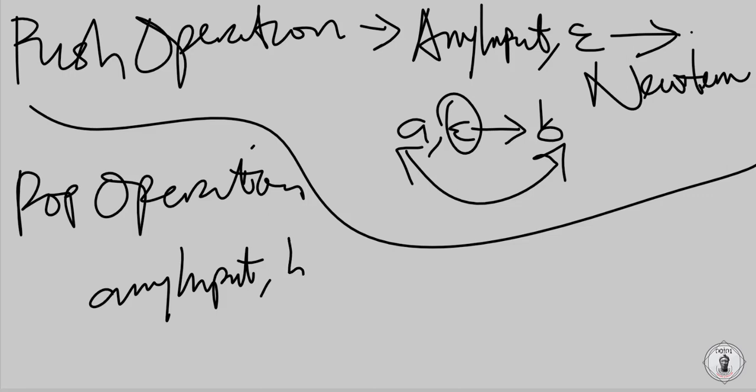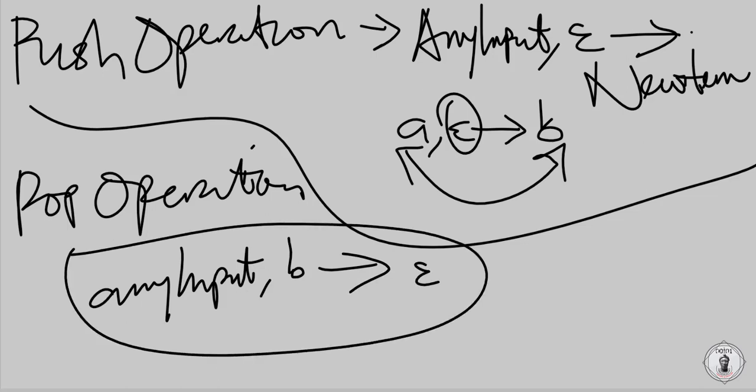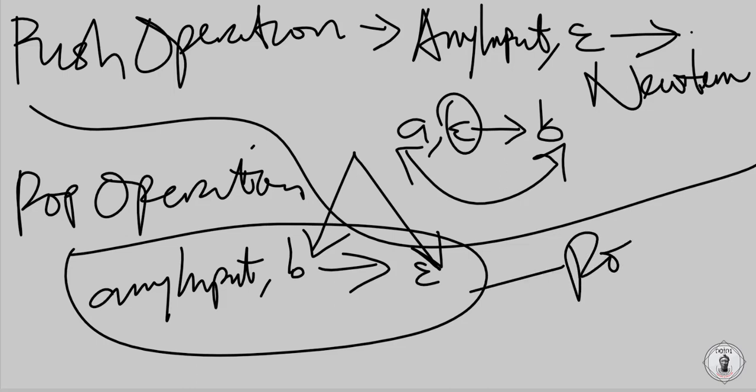Okay, B, and you have epsilon. If you have anything in this format, it means that you must have an item here followed by an epsilon. It means that you are doing a pop operation.